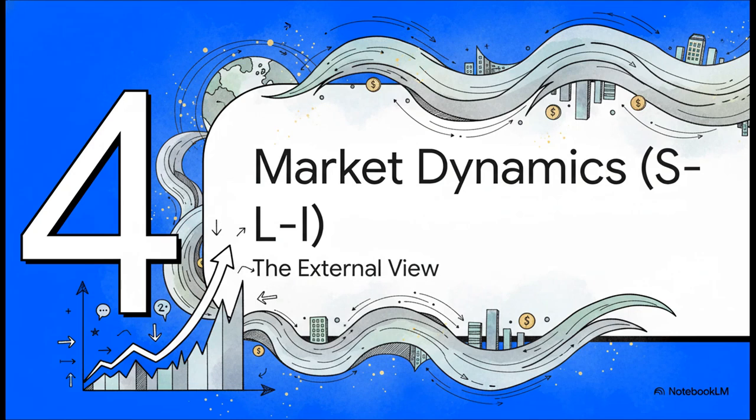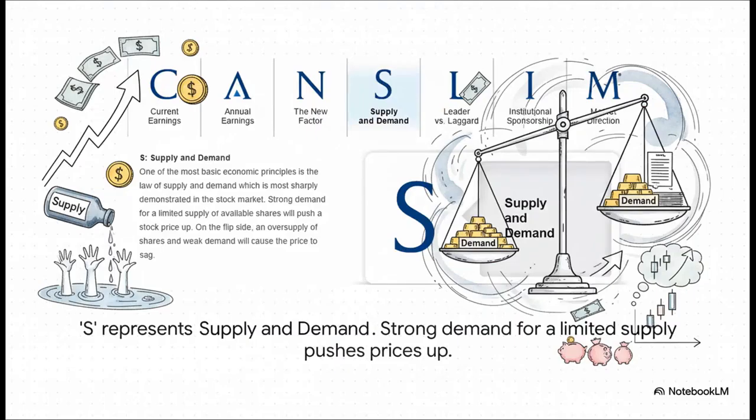Okay, so once we've found a company that's strong on the inside, we need to look outward. The next 3 letters, S, L, and I, are all about how that stock interacts and behaves within the bigger market ecosystem. So S is for supply and demand. I know, it sounds like Econ 101, but it is absolutely fundamental.